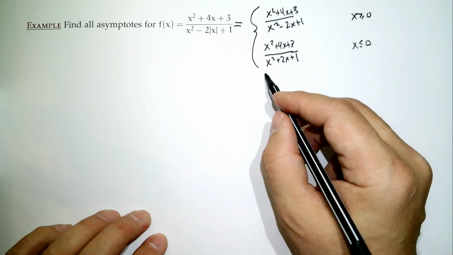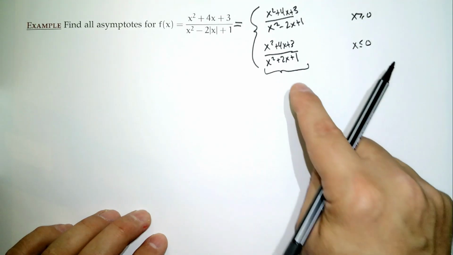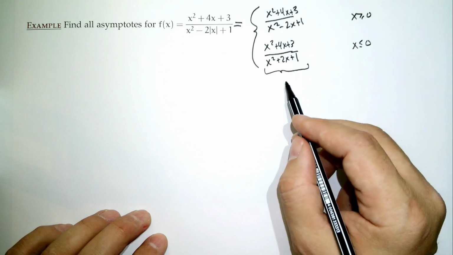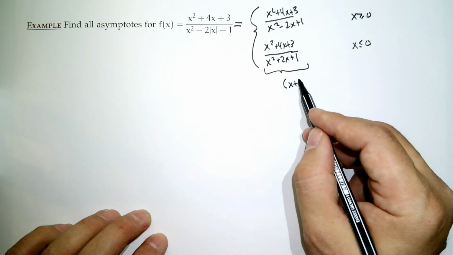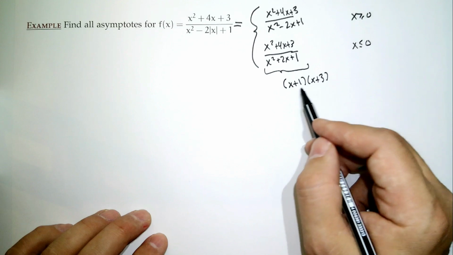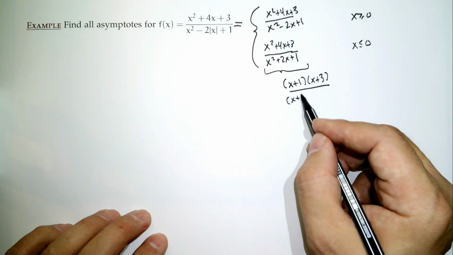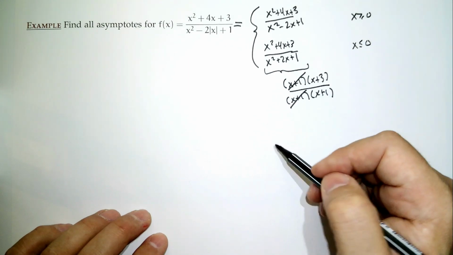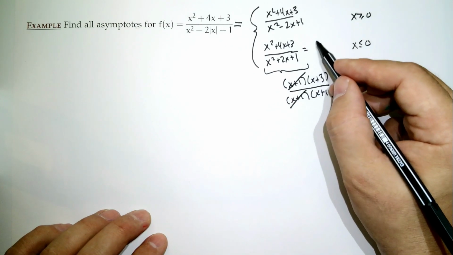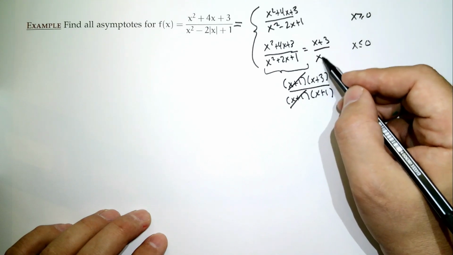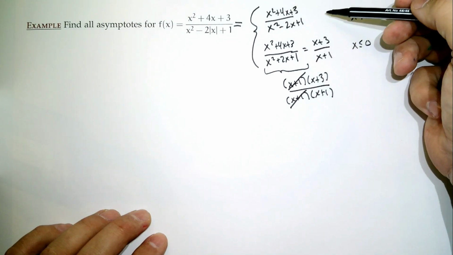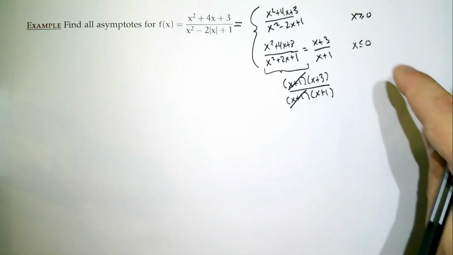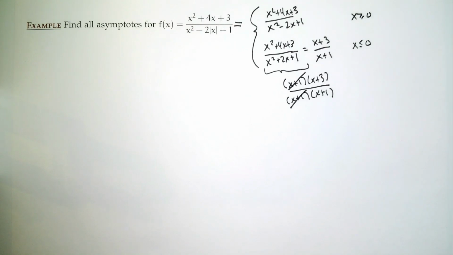Now, this last part right here, if you stare at it, you might say, hey, wait a second. The top factors nicely: x plus 1, x plus 3. And the bottom factors nicely: x plus 1, x plus 1. So that you get a little bit of cancellation. So that really you have two things. You have x squared plus 4x plus 3 over x squared minus 2x plus 1, and that's if you're greater than or equal to 0. Or you have x plus 3 over x plus 1, and that's if you're less than or equal to 0.